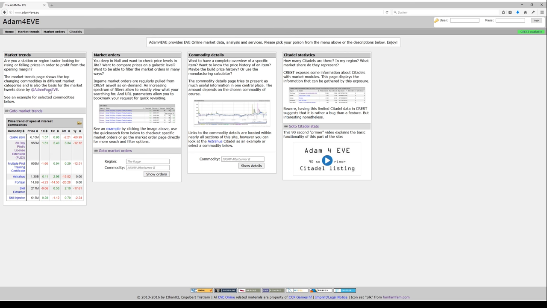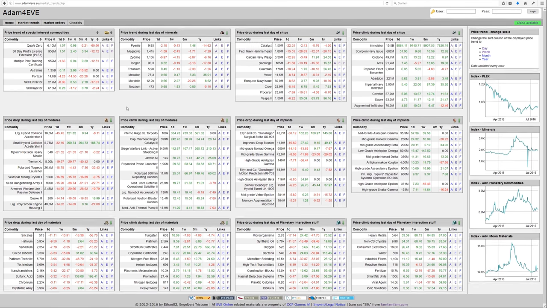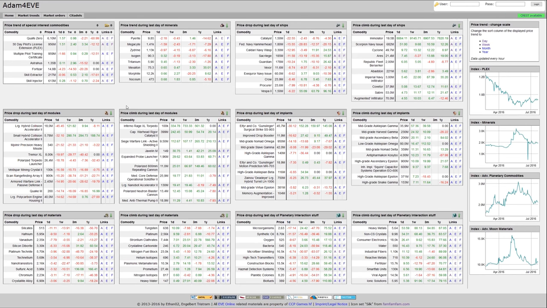And once you arrive on the site, you already see here on the left side a quick peek into the market trend and the market trends of some distinct objects of interest. And then you can go either by this link or in the top menu to the full market trend view. And once you arrive there, let's make the screen a bit bigger.